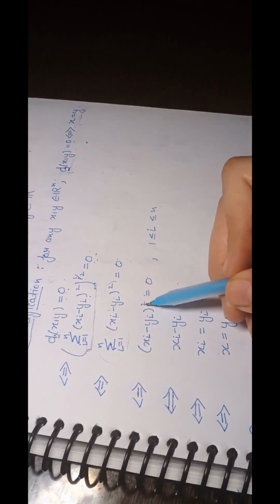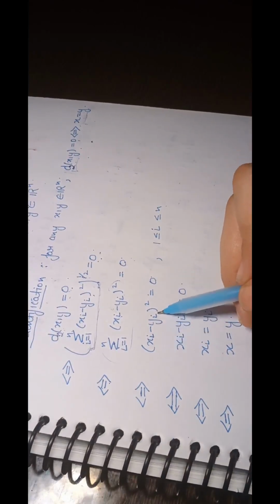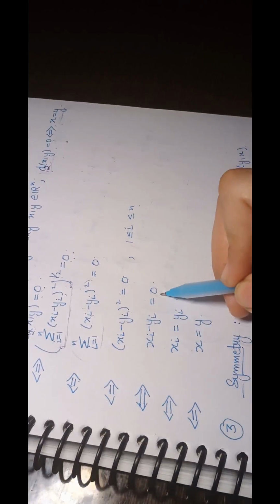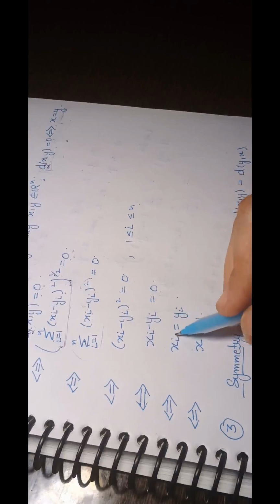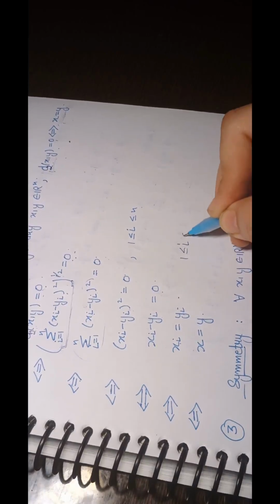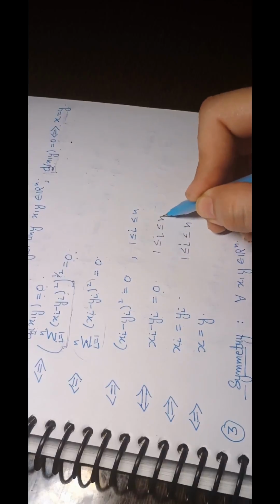And what does this mean? The square of a real number is 0. That means the number inside the square is 0. That means xi minus yi is 0. And what does this mean? This can only happen in real numbers if xi and yi are equal. And this is for every i running from 1 to n.